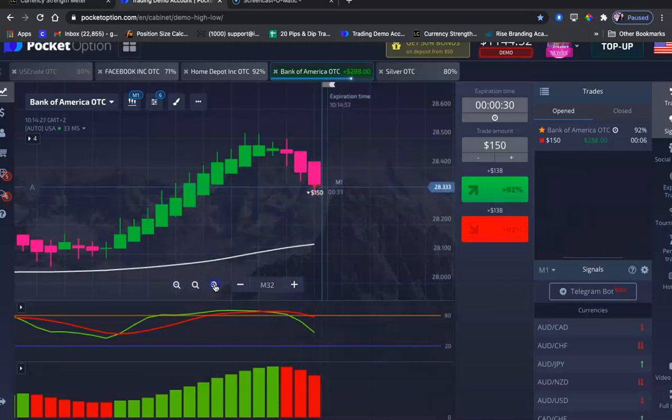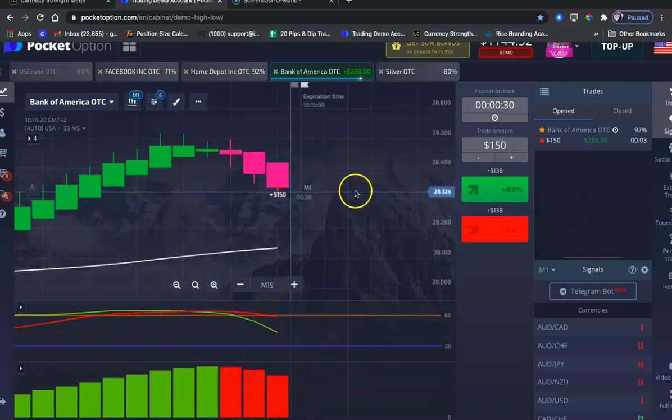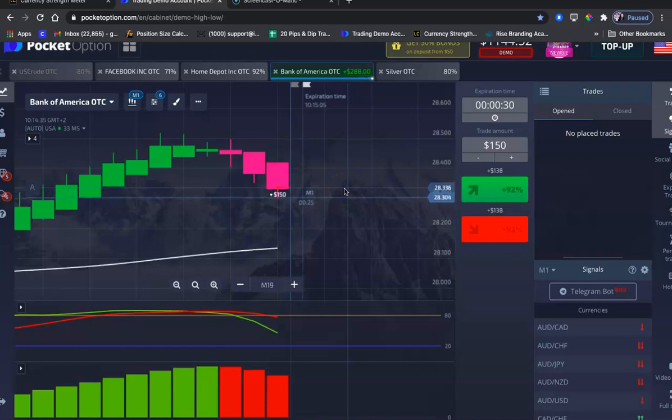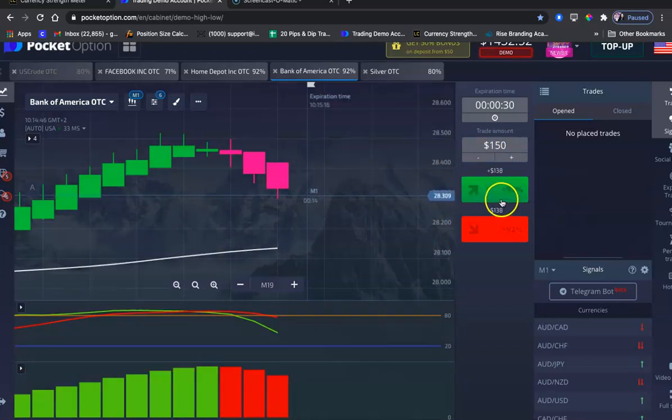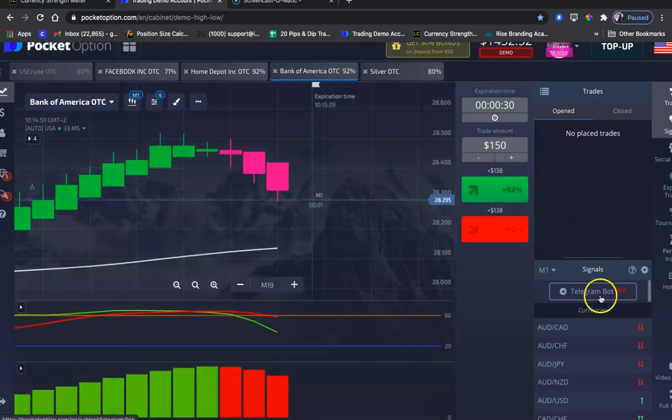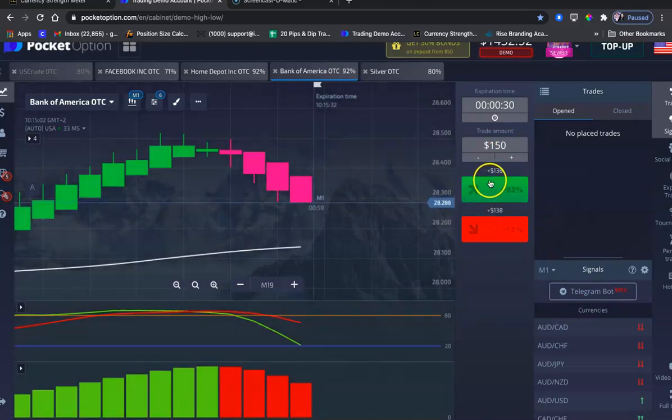I don't know if you can see this red line. I'm going to blow it up a little bit. This red line right in here is where I entered. And I actually won. You see, I won that $288 just like that in 30 seconds. I put in 150 and it was a 92%. We're trading Bank of America stock at 92%. 92% of 150 is $138. So that's what I increased my account by, $138.